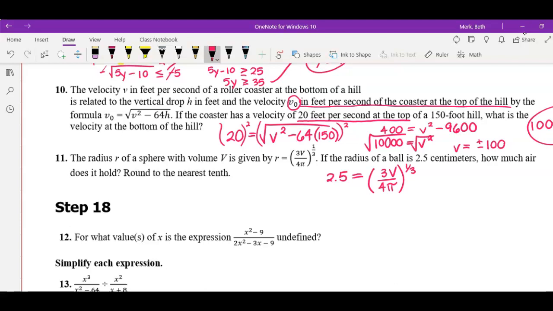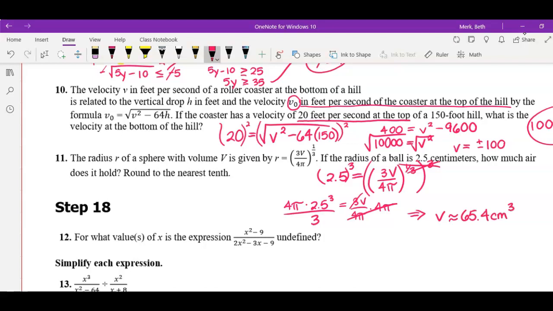So the first thing we're going to want to do is cube both sides to eliminate the 1/3 power. Now I have 2.5 to the 3rd equals 3v over 4 pi. And I'll multiply both sides by 4 pi. And finally divide by 3. When I type this on my calculator, my volume to the nearest tenth, so we're going to be rounding, ends up being 65.4 centimeters cubed.